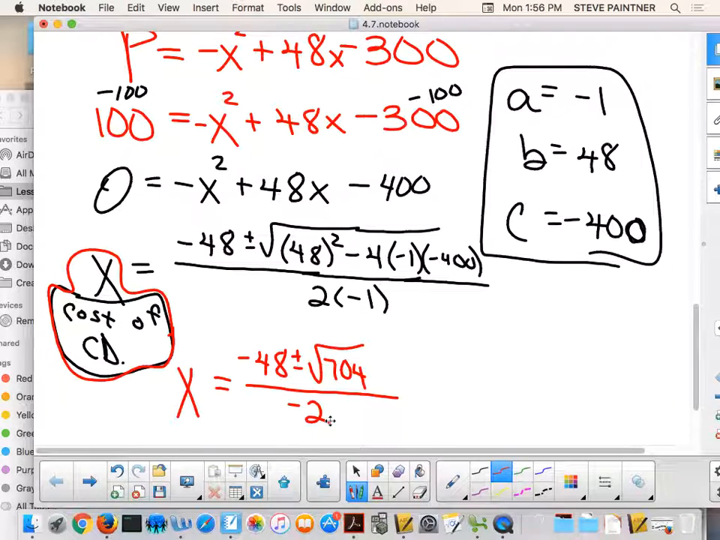Period 5, period 4. They told me when I did the inside of the radical, I got 704. Is that what you're getting? Because I think this comes out as 2304. Negative, negative, negative makes negative when you multiply. 1600. Which gives me 704. All right. Now here's the deal.